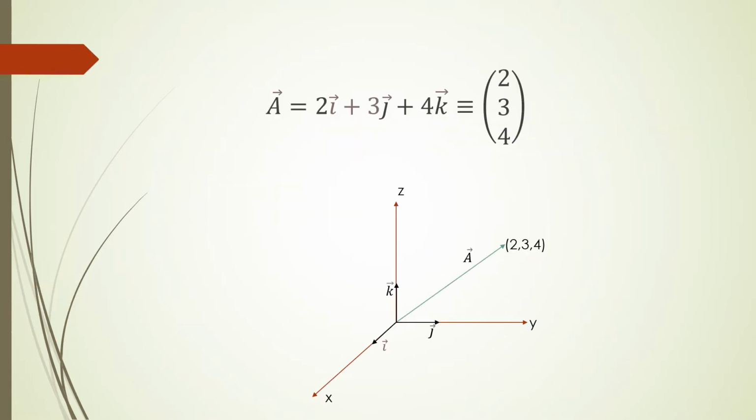First, we know that a vector can be represented by a column matrix, with the elements of that column matrix being given by the components of that vector along the three mutually perpendicular directions x, y, and z axis in Cartesian space. As you can see here, I have taken a vector A equal to 2i plus 3j plus 4k, which can also be represented as the column matrix 2, 3, and 4, where 2, 3, and 4 are the components of this vector A along x, y, and z axis. Here i, j, and k are the unit vectors along x, y, and z axis respectively. So from now onwards, I will not differentiate between a vector in Cartesian space and a column matrix.